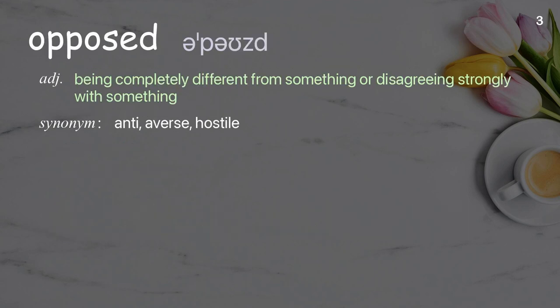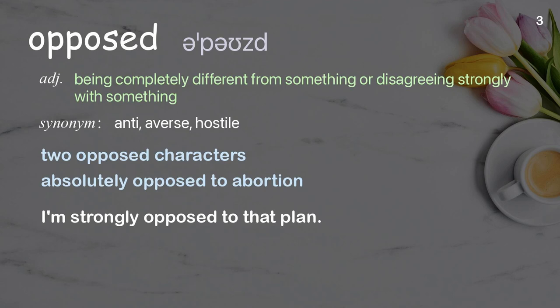Opposed. Being completely different from something or disagreeing strongly with something. Examples. Two opposed characters. Absolutely opposed to abortion. I'm strongly opposed to that plan.